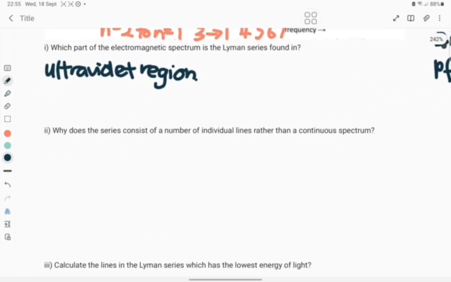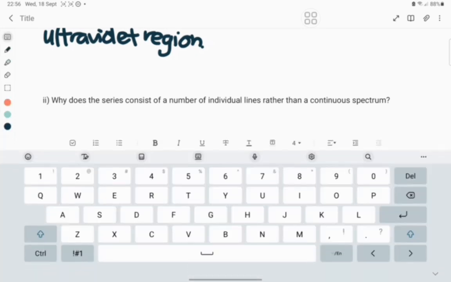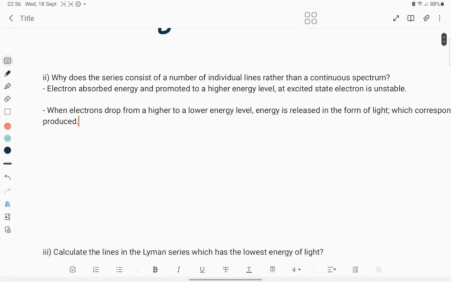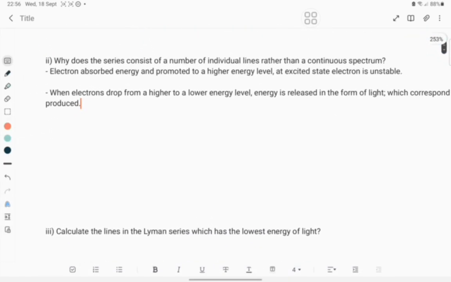Okay, so let's move to the second question. Why does the series consist of a number of individual lines rather than a continuous spectrum? Okay, so this question is asking about the formation of line spectrum. Okay, so the answer will be like this. Electron will absorb energy and is promoted to a higher energy level.